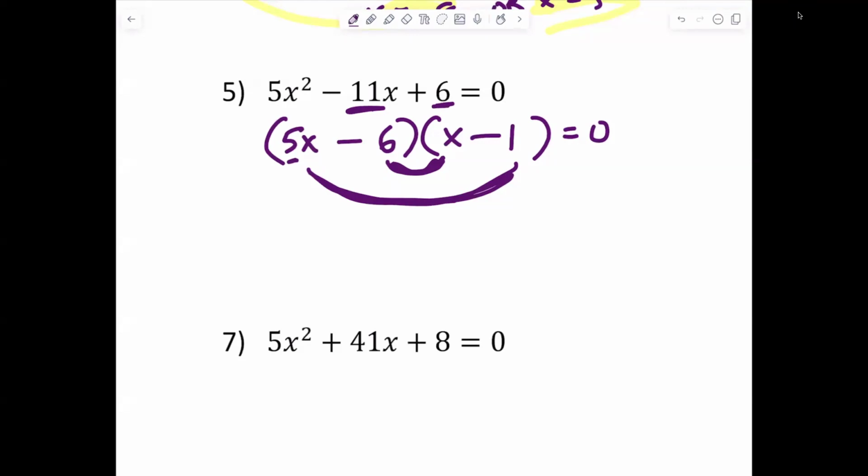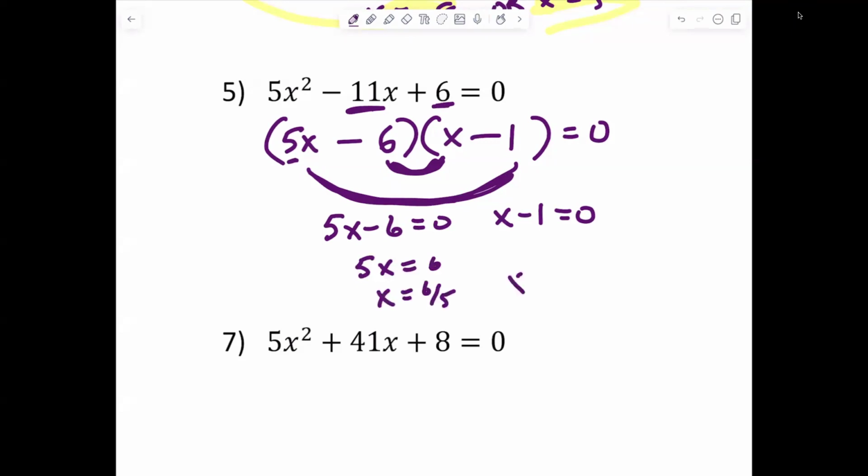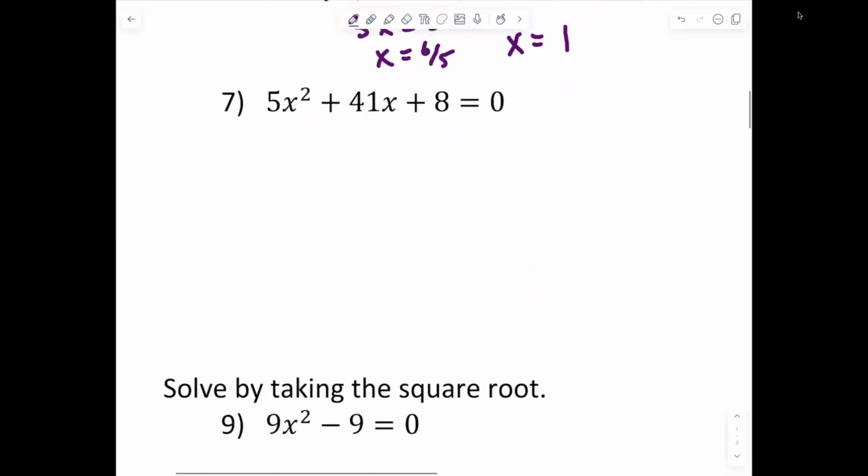Anybody have a problem with that? And so now we just say 5x minus 6 equals 0, x minus 1 equals 0. And now we solve this out. 5x equals 6, x equals 6/5, and x equals 1. All right, let me give you a second for number 7. See if you can factor that one by yourself now.